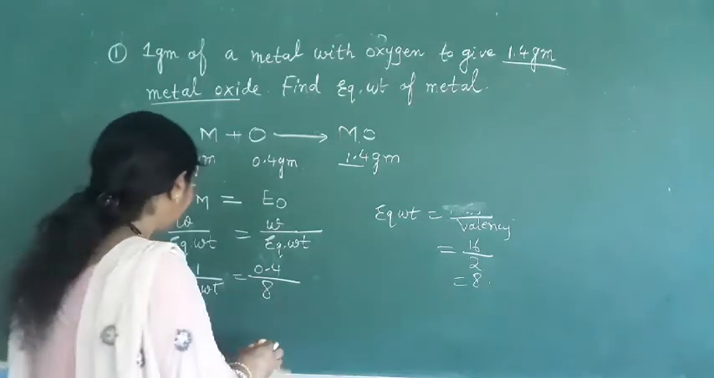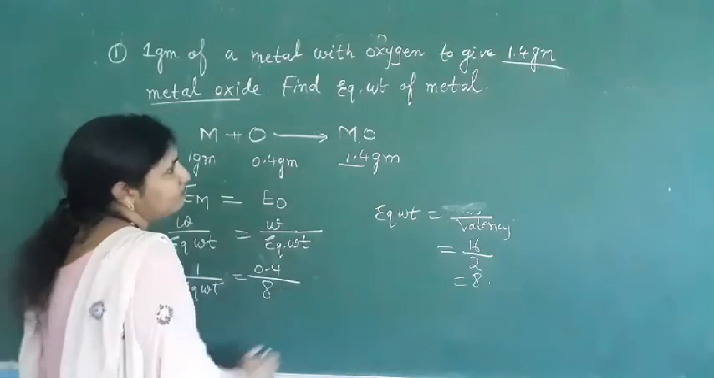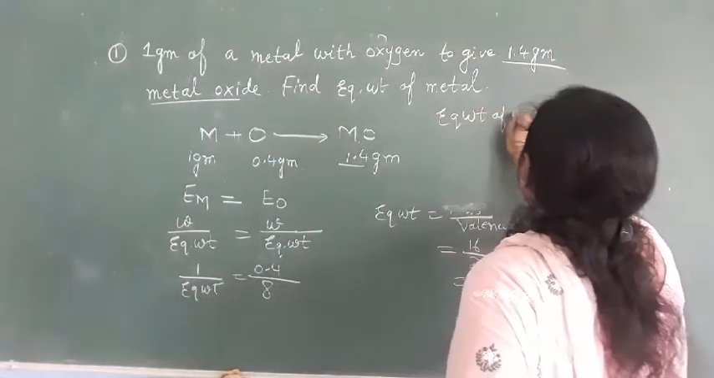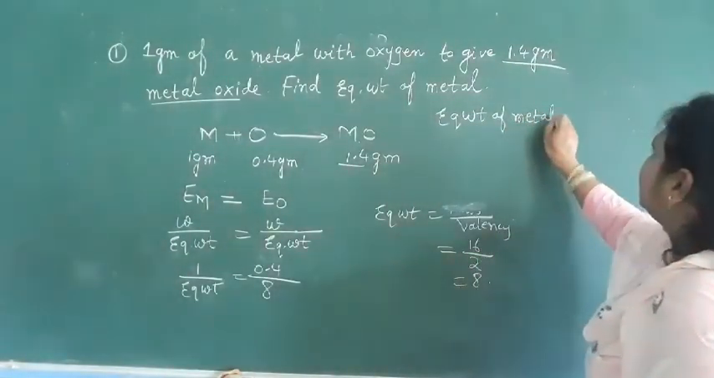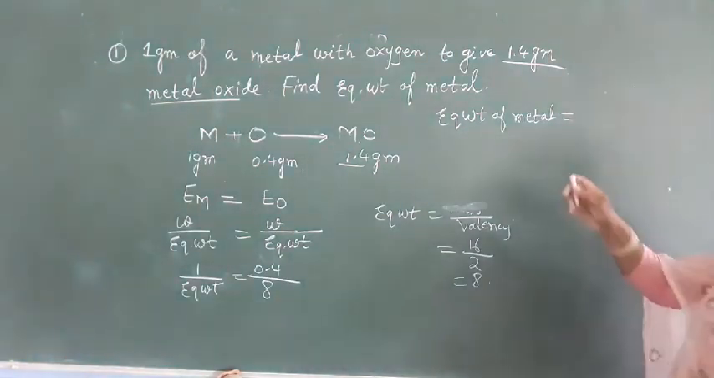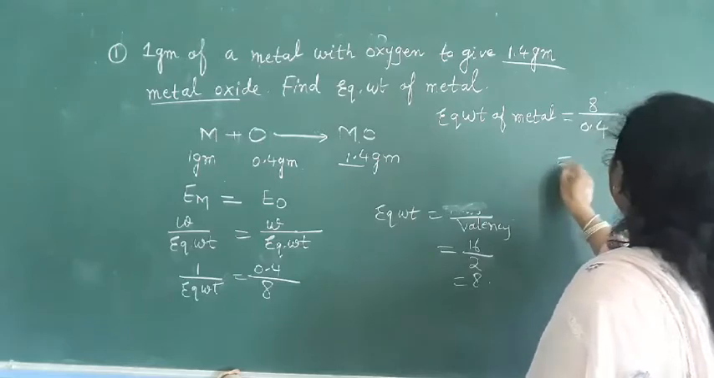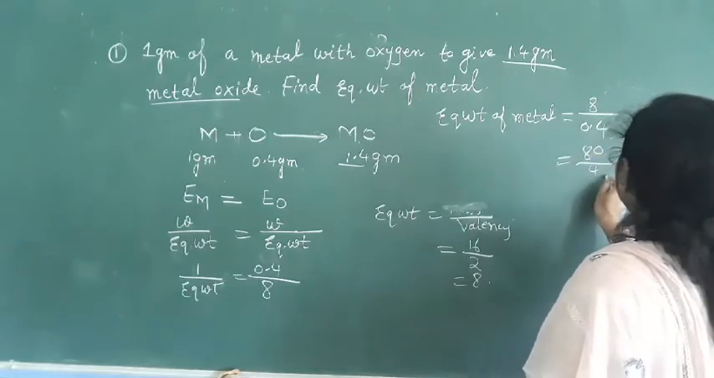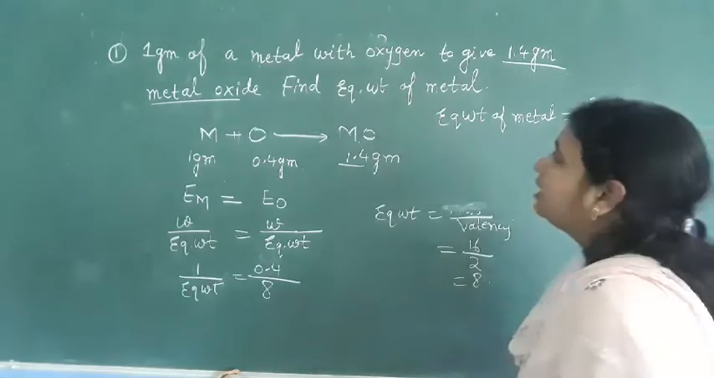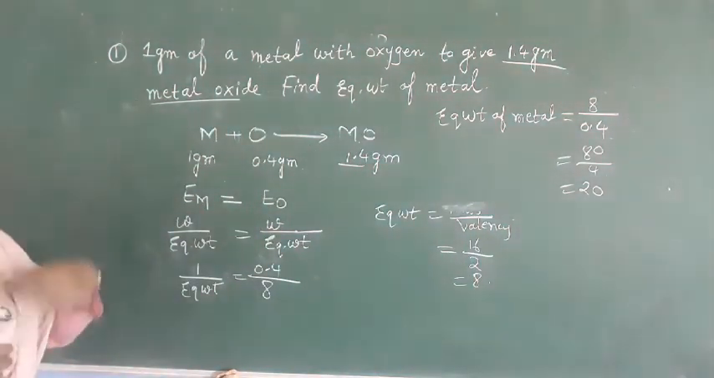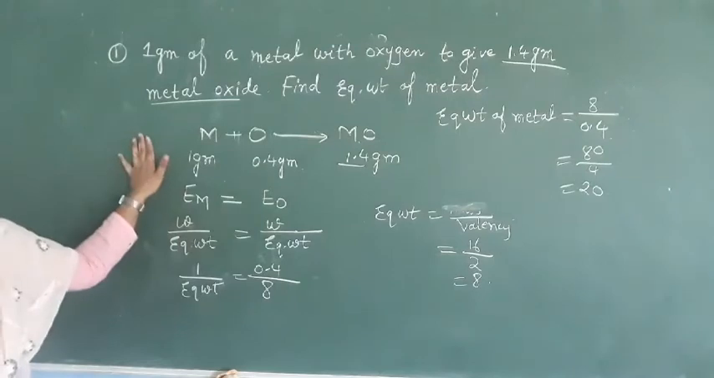Now write down here, the equivalent weight of the metal will be what then? Equivalent weight of metal is 8 into 8 divided by 0.4, or 80 divided by 4, which is 20. So the equivalent weight of metal is 20. Okay, so are you understanding this one?